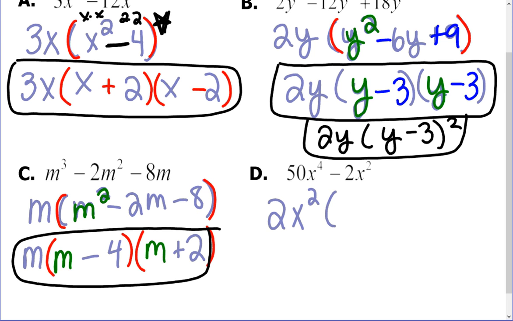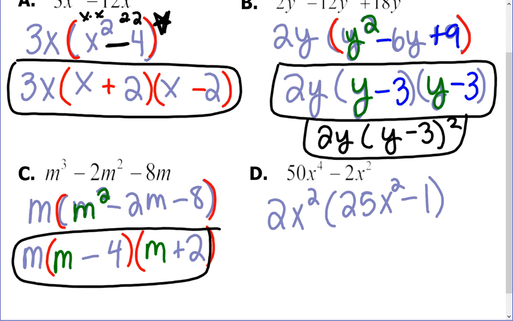So 50 divided by 2 is 25. I had 4 x's, I pulled out 2, and now there's 2 left over. And then negative 2x squared divided by 2x squared is negative 1. Okay, don't forget to write that minus 1. Anything divided by itself is 1.